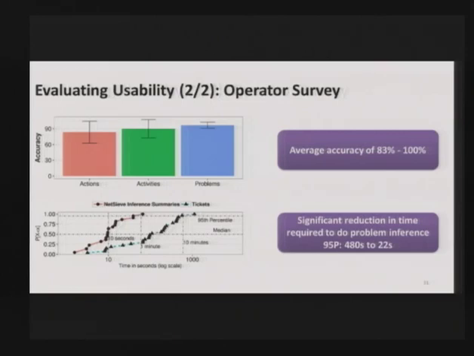Perhaps the most useful contribution of NetSieve is the significant reduction in time taken to interpret these tickets. In its 95th percentile, usually the time to read a ticket manually was close to 480 seconds. At least when I was doing this study, well, this was far higher because the sample set was higher. So my average time to read a ticket was close to about 27 minutes to just read one ticket because it contains thousands of lines. Using NetSieve, we were able to reduce this time to a mere 22 seconds.